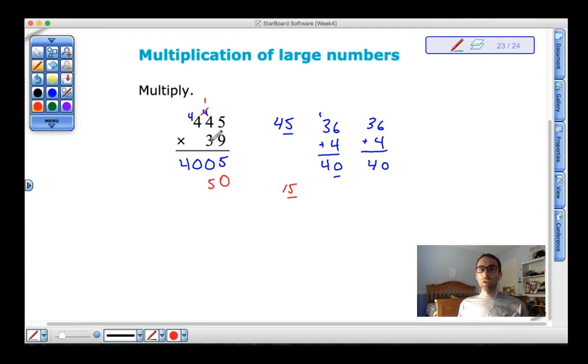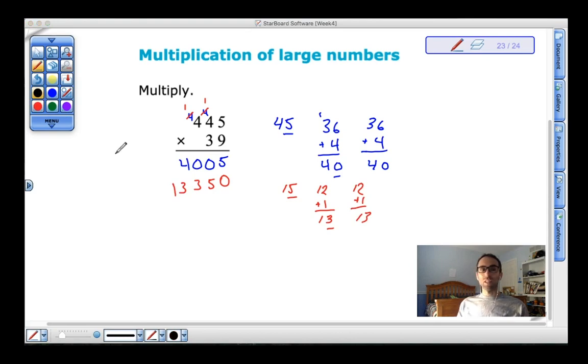I can then do 3 times 4, which I get an answer of 12, plus that 1 from before, and I end up with 13. So the 3 is going to come down over here. The 1 comes up to replace this 4. And now I can do 3 times 4, which I get an answer of 12 again. Plus 1 again is also 13 again. So now I can take the 13 and bring that down right below.